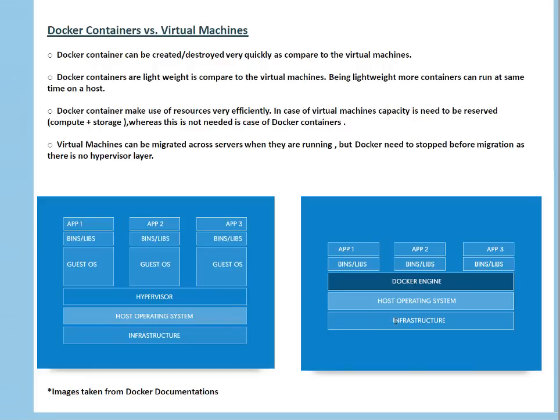In case of Docker, there is infrastructure, host operating system, and Docker engine. That is not a hypervisor, but that is a Docker engine which manages the Docker containers. And after that, there is no need to install an operating system because your host operating system is used and your libraries and binaries are used by the application. So that's the way Docker works. You can see there is no hypervisor layer and there are no guest operating system requirements. That's why Docker is quick to deploy and easy to manage.